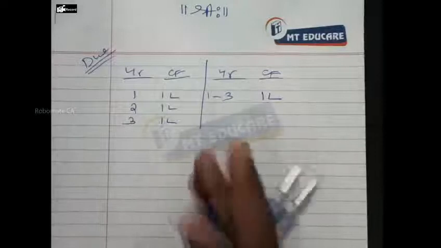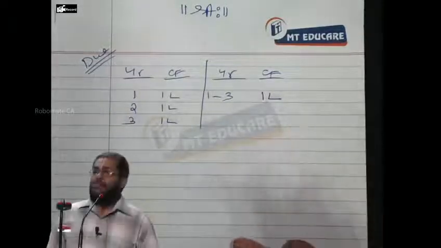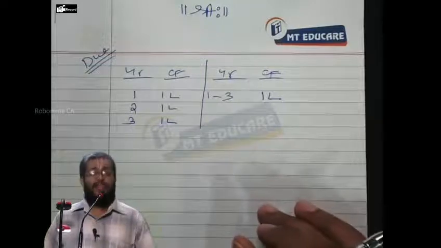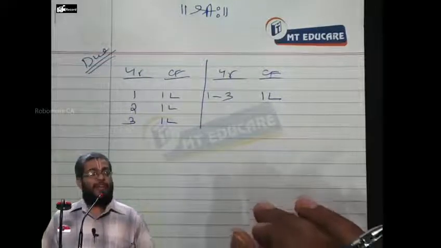Now, there are also a number of annuities which start immediately, not at the end of the period. For example, you pay an insurance premium.